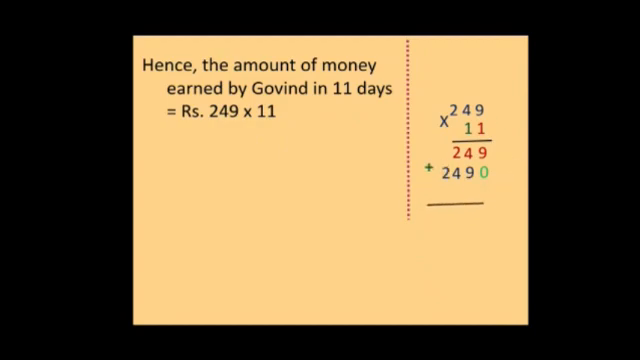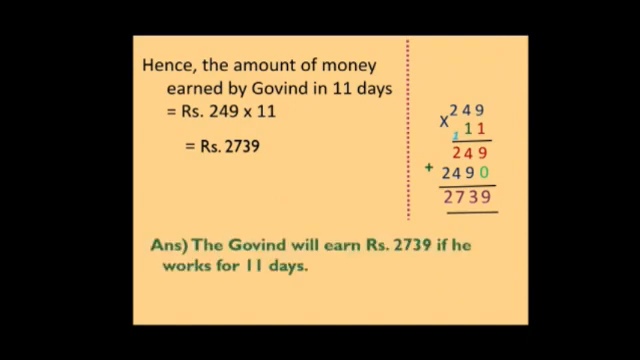Then we will add. 9 plus 0 will be 9. 4 plus 9 will be 13. We will write 3, carry over here. Then 1 plus 2 plus 4, it will be 7. Now we will write 2 as a 2. So the answer is rupees 2739. So Govind will earn rupees 2739 if he works for 11 days.